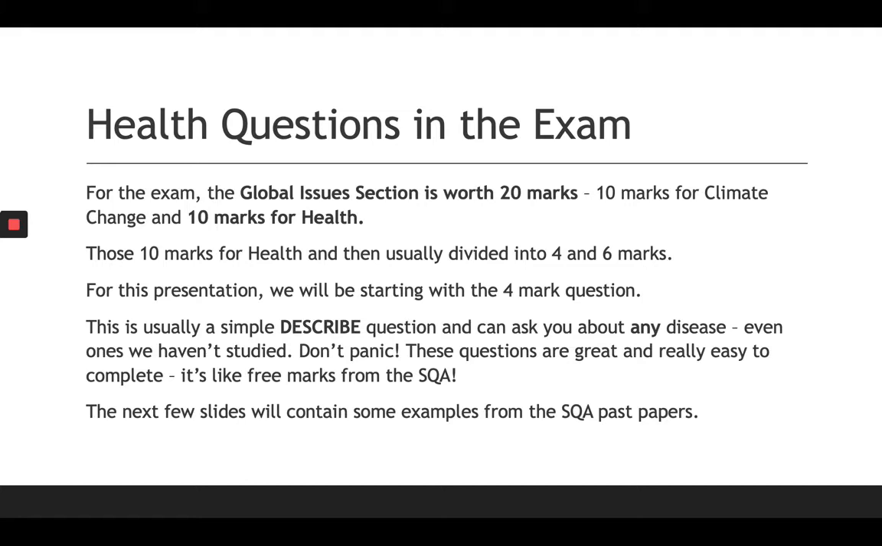Now, I'm saying this, it is usually a described question, and it can ask you about any disease. So please don't panic, right? Because some schools study cancer, but we look at heart disease. You could be asked about anything. They could give you a graph or a map showing different blood types around the world, and you would still be able to get 4 marks. So please don't panic. They're really, really easy to do, and it's like 3 marks from the SQA. They're so, so simple. So I'm going to show you some examples from the SQA in the past.